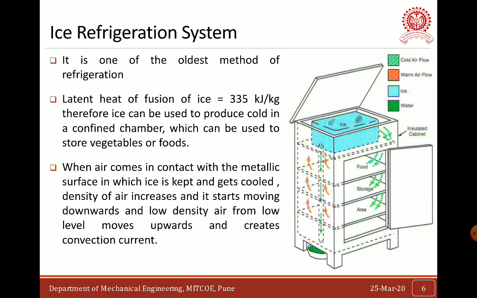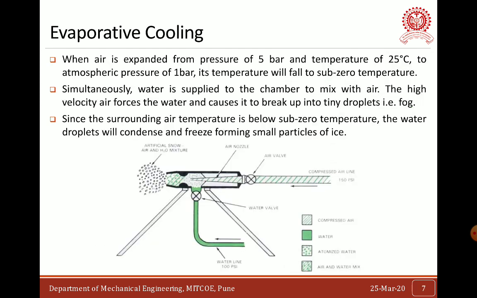foods. When air comes in contact with the metallic surface in which ice is kept, it gets cooled, the density of air increases, and it starts moving downwards, and the low density air from the lower compartments moves upward and creates a convection current, so that we get a cooling effect in all the compartments, and ice is kept in the uppermost compartment. So this is nothing but the ice refrigeration system.